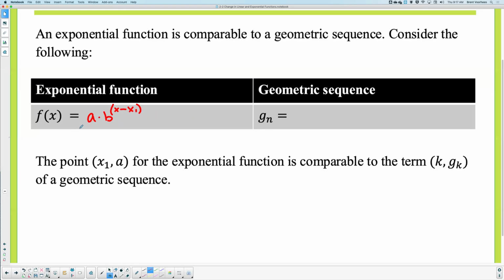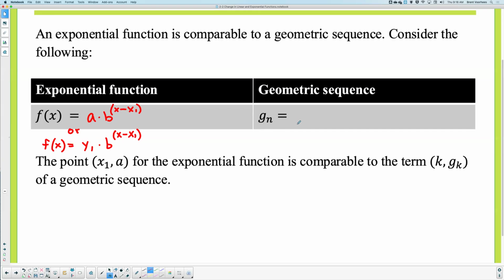And I want you to put here that you could write it or f of x equals y1 times b to the power of x minus x1. Okay, now on this or, what did I change from the first formula to the second? A becomes y1, and that'll make sense right here. Usually we have x1 comma y1. Here I put x1 comma a. So what would that a typically represent? Y1. So I just substituted that in there.